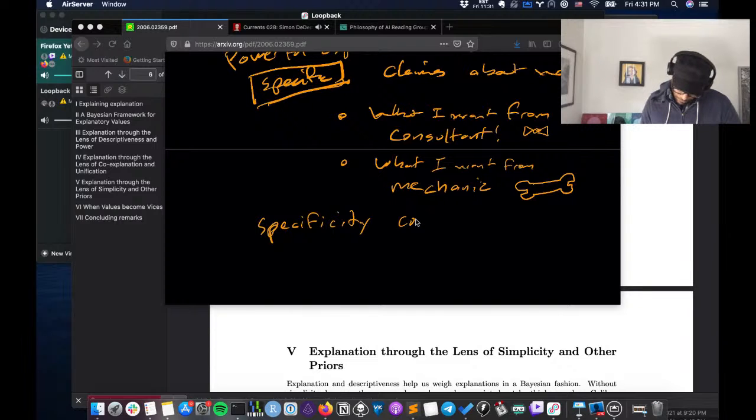Interesting. Okay. And that's closely related to the concept of co-explanation. Why don't you lay that one out and how it fits with both of the ideas of unification and power?